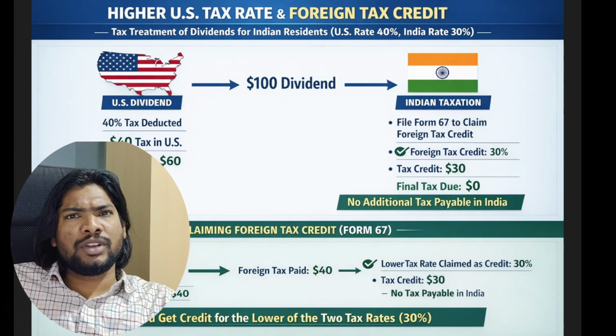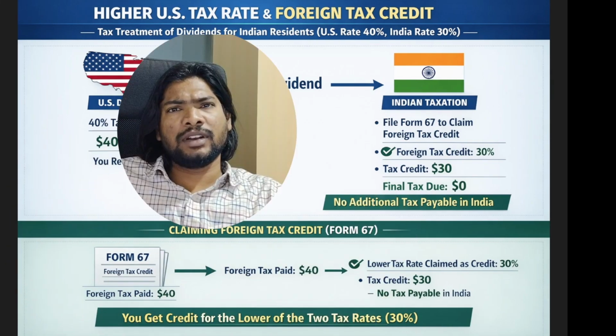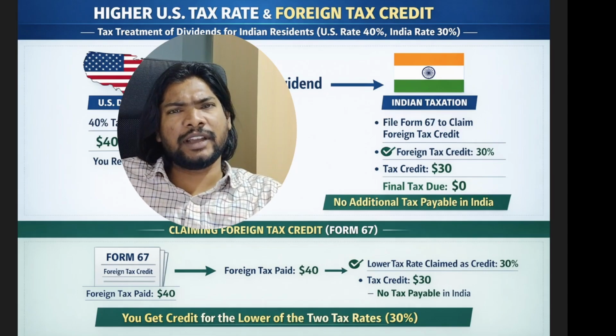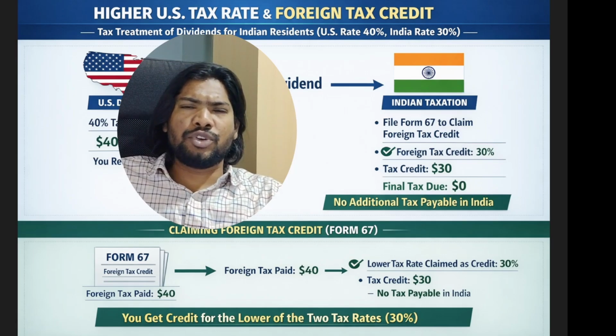Assuming you have already paid 40% tax in the US, we will get foreign tax credit of the lower of both the tax rates in the US and India. That is, the US tax rate is 40% and the India tax rate is 30%. So you will get 30% of FTC credit and there is no need to pay any tax in India.